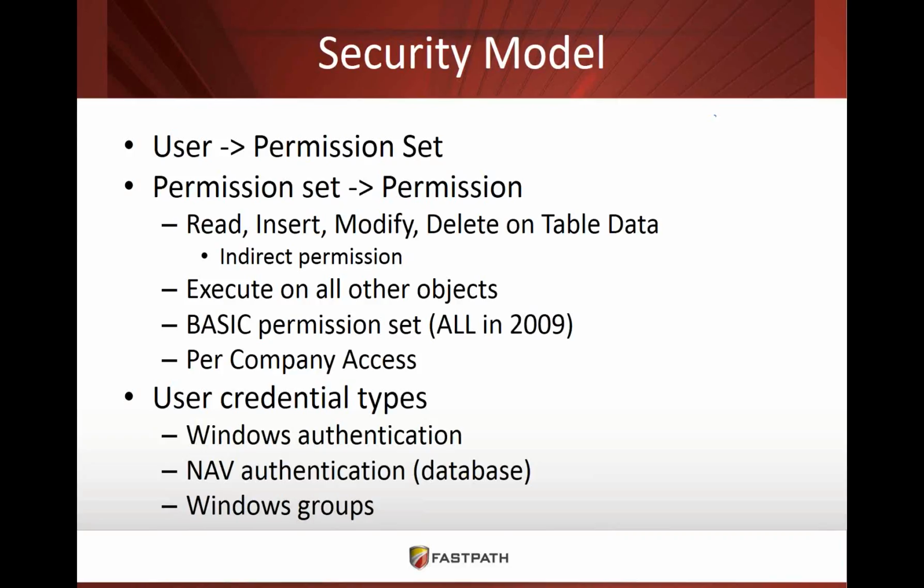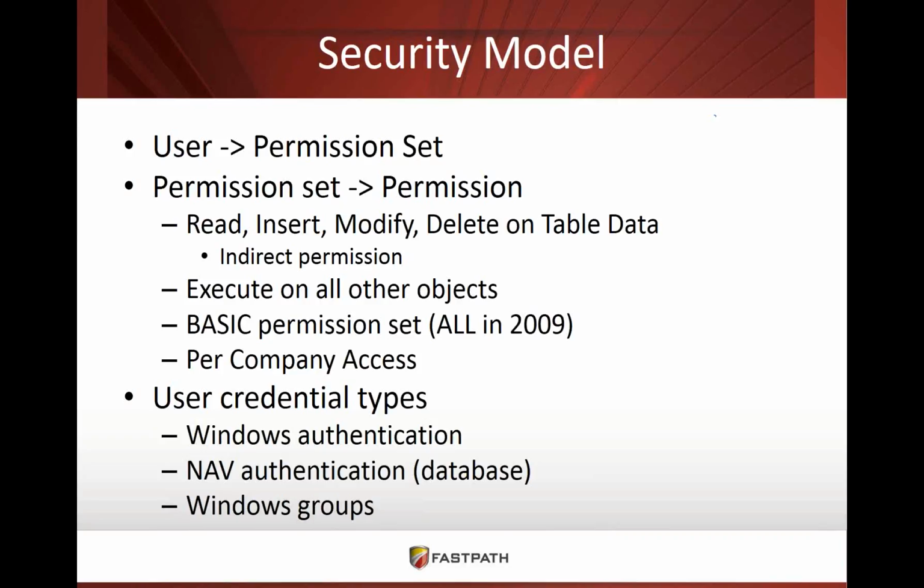For the rest of the object types, past table data, the only permission type that you can have on those objects is execute. So that'll go for your code units, your pages. If I have execute access, that means I can open that page, or I can execute that code unit. So there it'll just be execute as the access type, and then the access level is either yes, I have access to execute, or no, I do not. So those are the different levels of the securable objects, and the different access types and access levels.